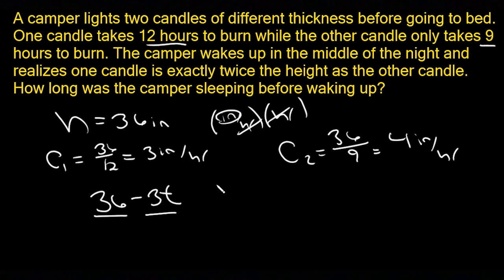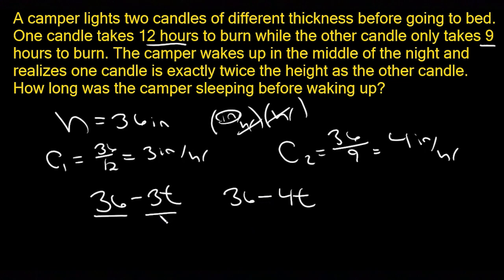Now we also have to do this to the other candle. So my other candle has a burn rate of 4 inches per hour. And again, I'm going to be starting at 36 inches. So I'm going to say here, 36 and then minus 4t. Okay. So now think about how you can form an equation so you can solve for t.